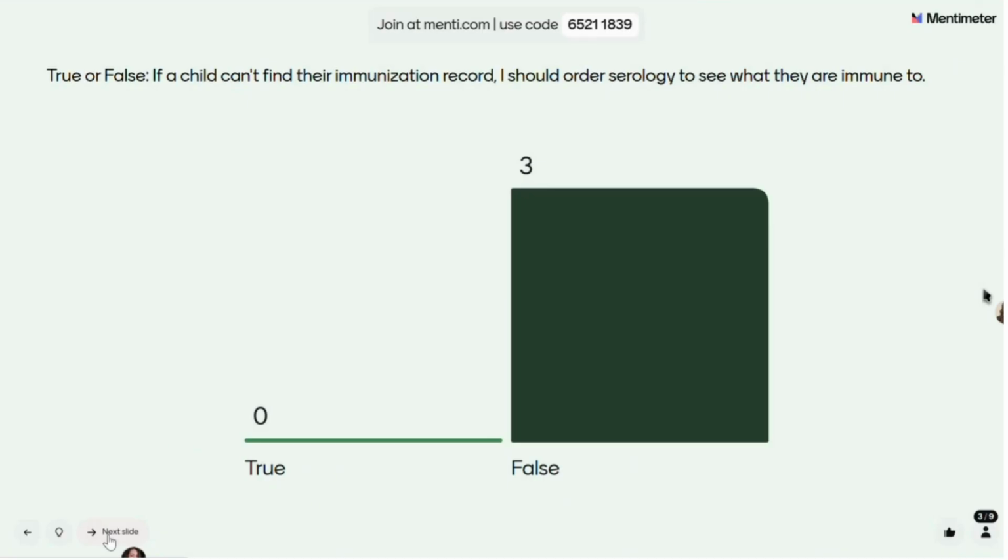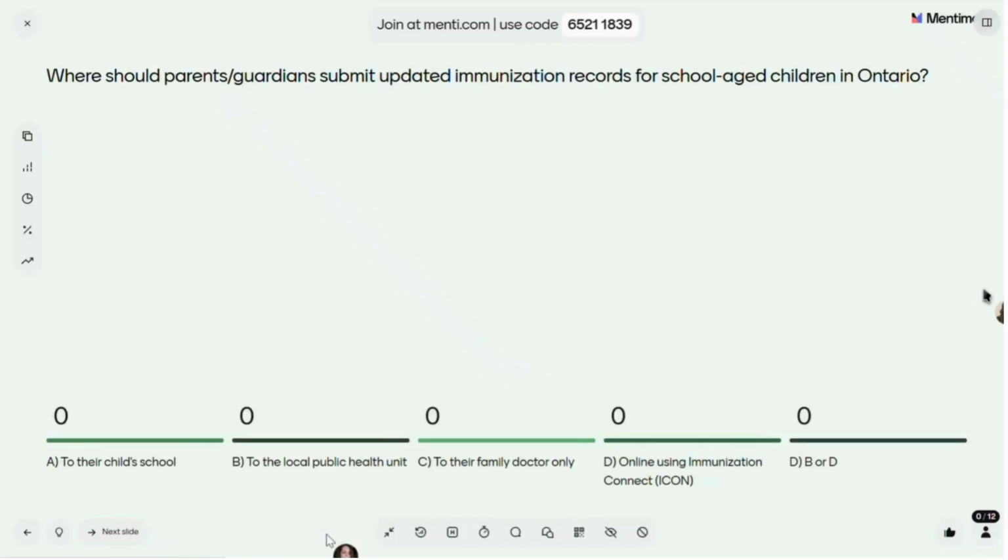I'm just reading the comments. Okay, we'll move on to the next question. Thank you. Where should parents, guardians submit updated immunization records for school-aged children in Ontario? A, to their child's school, B, to the local health unit, C, to their family doctor only, D, online using Immunization Connect or ICON, and finally, E, B or D.